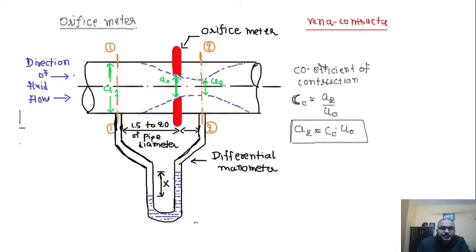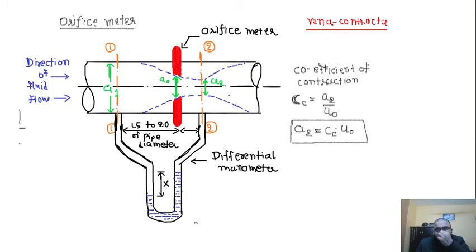It should be noted here that we are dealing with three different areas. First is A1, as you can see here, that it is the cross sectional area of main pipe, that is the default pipe. A0 is the area of orifice meter, and A2 is the area of vena contracta.